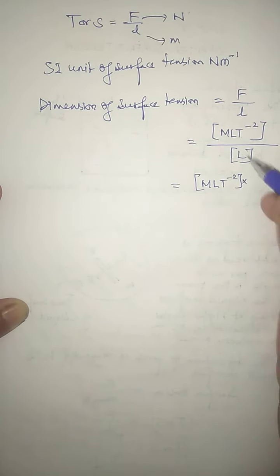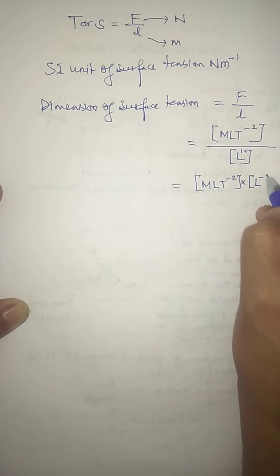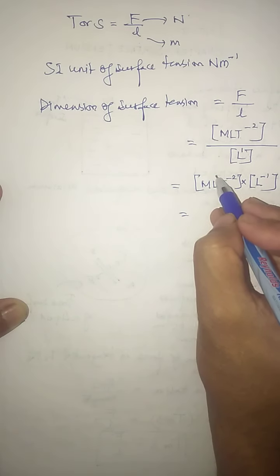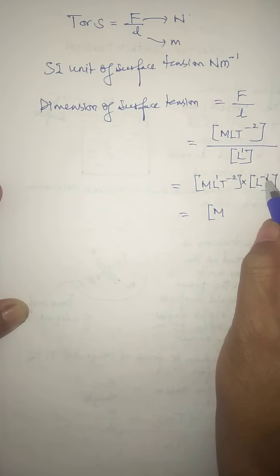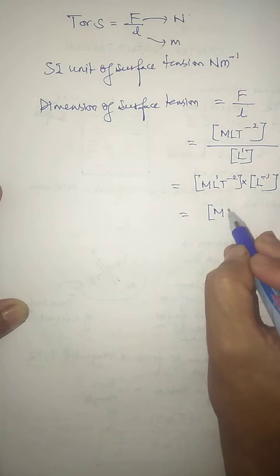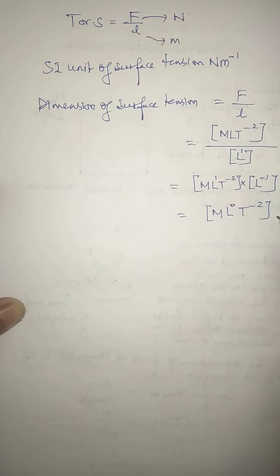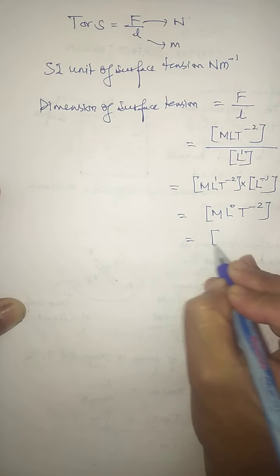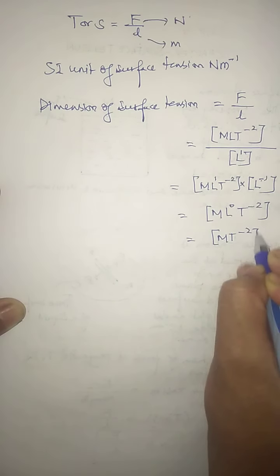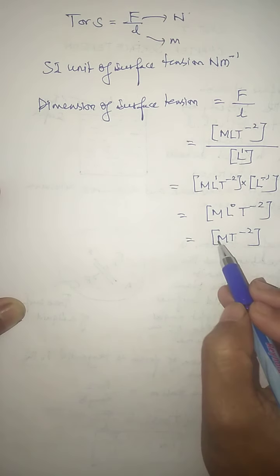Now this M in the numerator has power 1, but the sign of the power of L will change when taken from the denominator: it will be L to the power minus 1. There is already L^1 out there, so L^1 times L^-1 means 1 minus 1, which is 0. So it will be L^0 and T^-2. You can leave it this way also, like the dimension formula of surface tension is ML^0T^-2, or you can simply write it as MT^-2, because any base with power 0 is 1. So we can simply write the surface tension dimension as MT^-2.